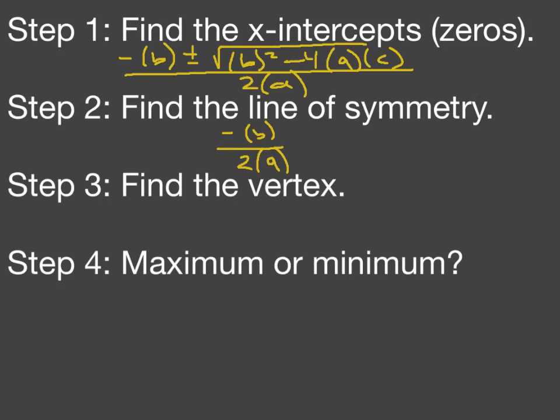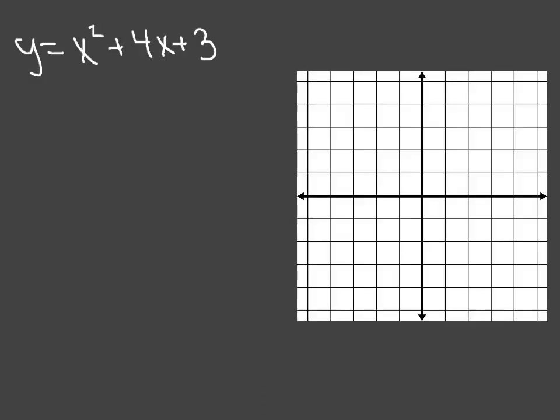How you decide if something has a maximum or minimum is you look at the a value of an equation. If you remember, the a value is always at the beginning of the equation. So for instance, in this equation, our a value would be 5. If your a value is a positive number, your graph is going to have a minimum. If your a value is a negative number, your graph will have a maximum. So let's see these steps in action.